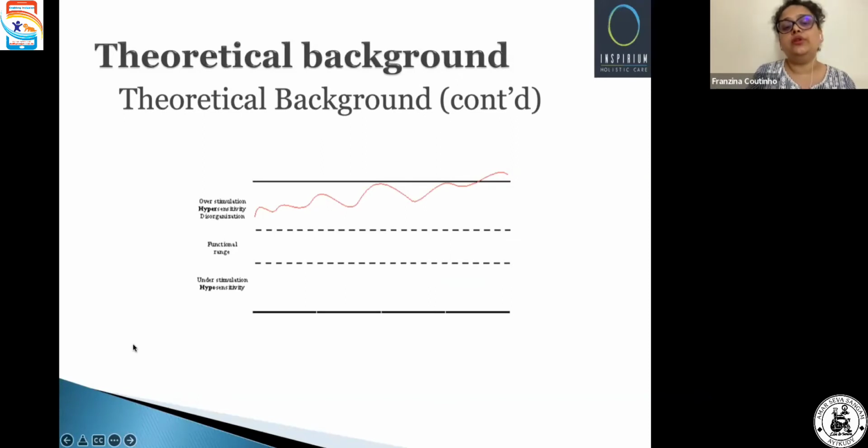And then you have the other end of the spectrum where they are overstimulated, right? So they might be defensive. If they are defensive, what are some of the things you might see?